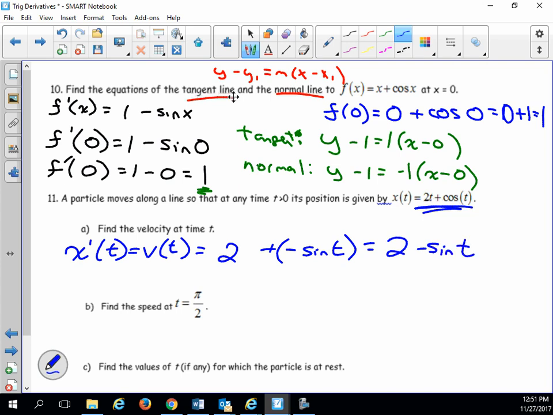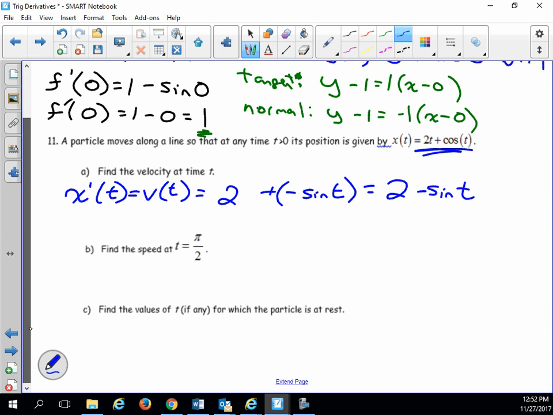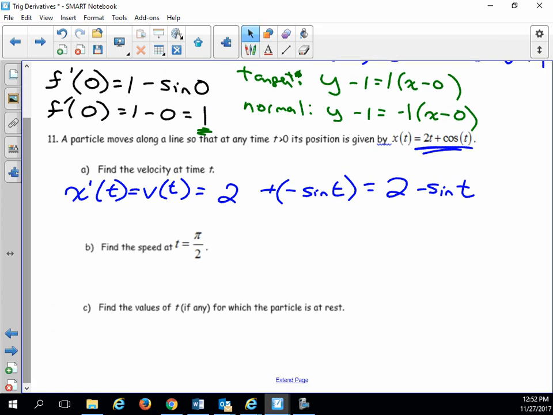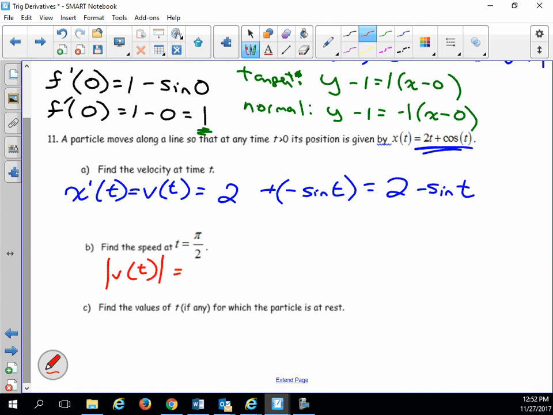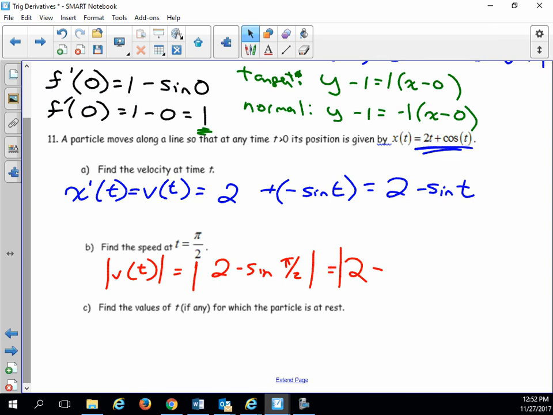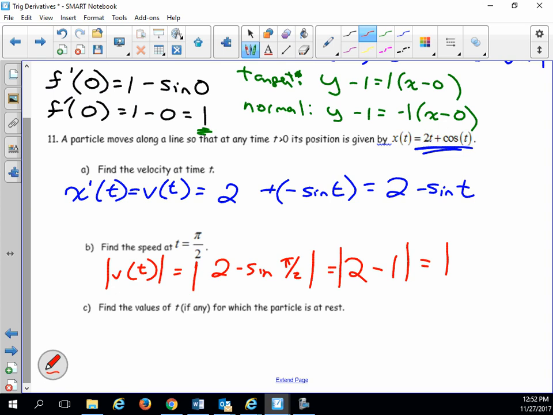There we go. To find the speed, that means I take the absolute value of the velocity at t equals pi over 2. So, the absolute value of 2 minus the sine of pi over 2. The sine of pi over 2 is one of the ones that you should know. It is 1. So my speed is 1 unit per second, or whatever the units are.